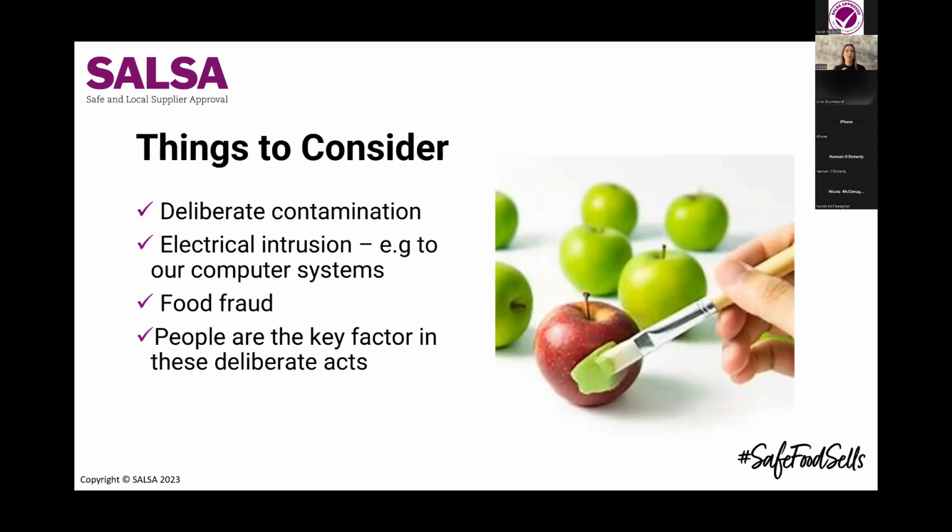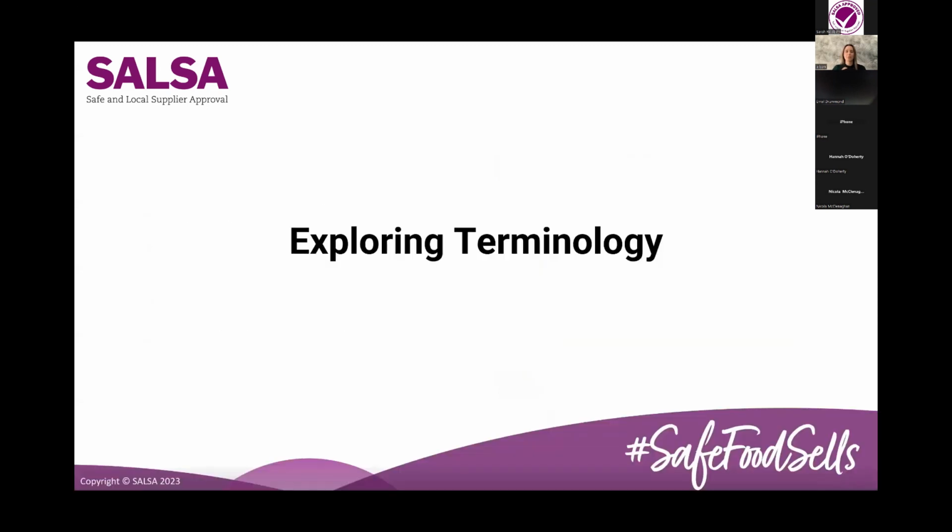So when we think about things that we need to consider then, the key factor behind deliberate acts are people. So remember, HACCP is a system that controls accidental contamination, and we're just considering in this session deliberate acts, which is carried out by people. So it could be things like deliberate contamination, electrical intrusion, so tapping into your computer systems, food fraud as well. So we're just going to go through exploring the terminology now.